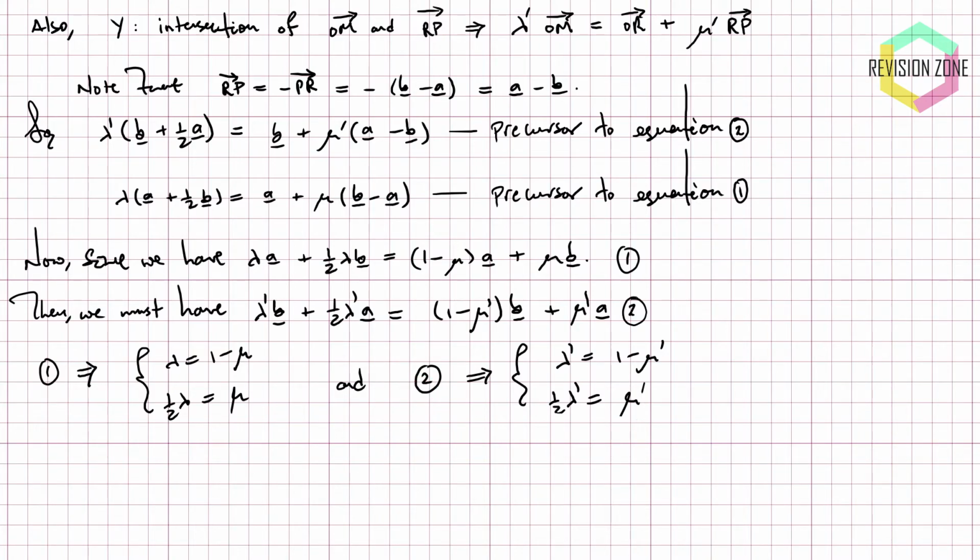And if you want to verify, you can just verify by saying that equating the coefficients of B, I'm going to get lambda prime is equal to 1 minus mu prime, which is what I have here. And equating the coefficients of A, I'm going to get a half lambda prime is equal to mu prime, which is what I have here.